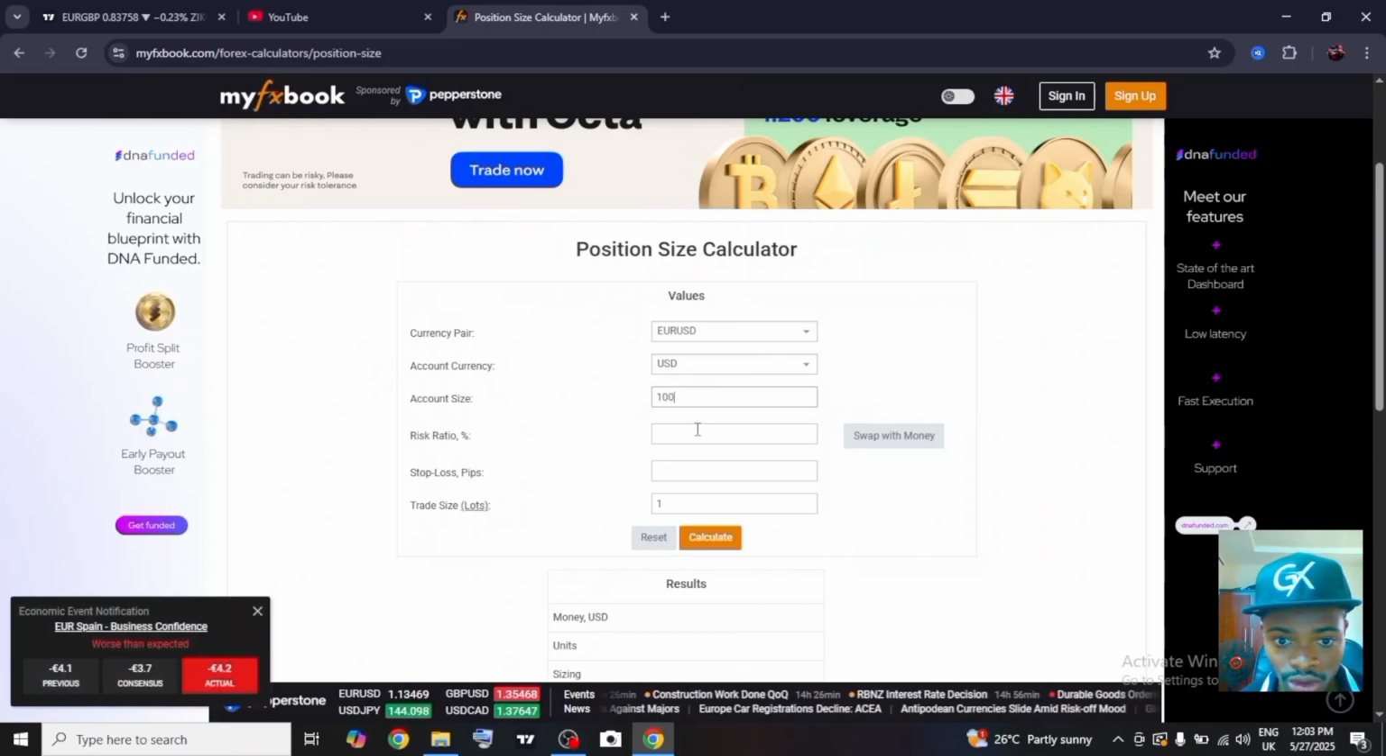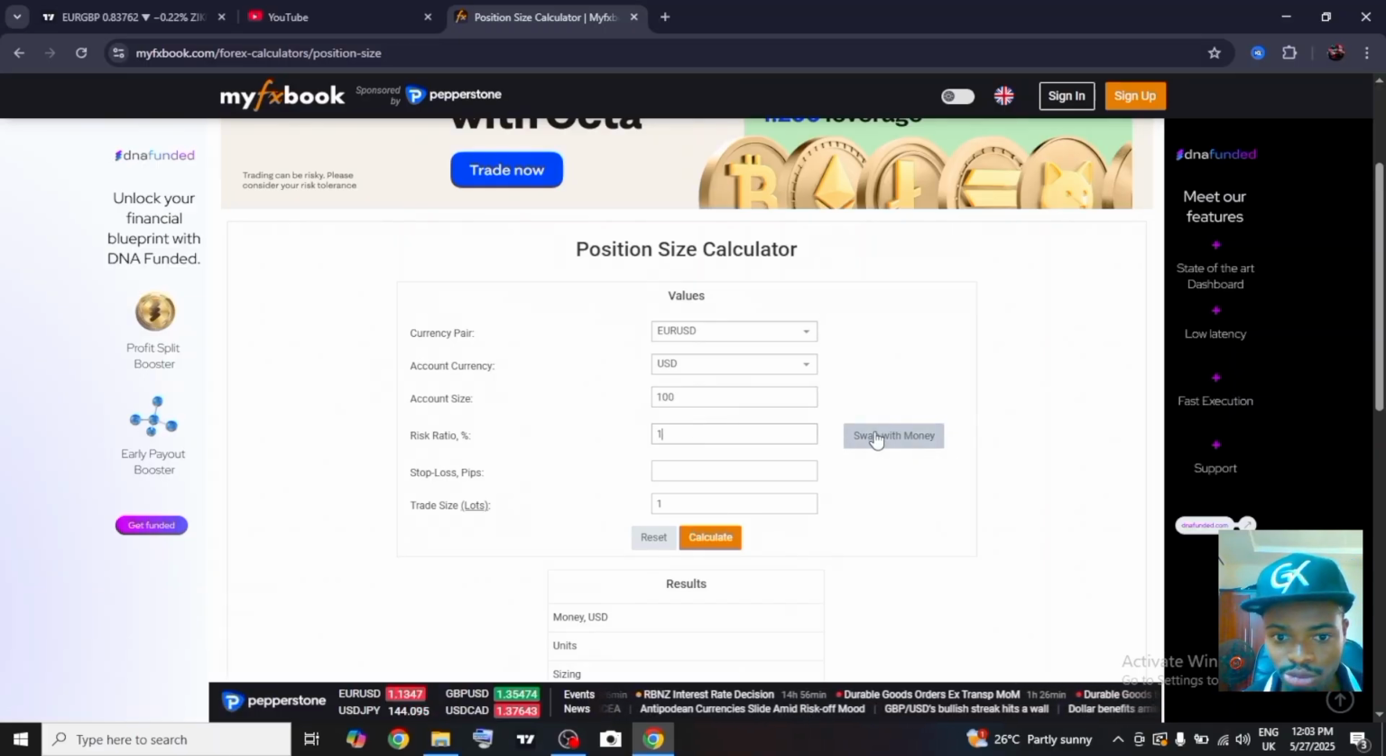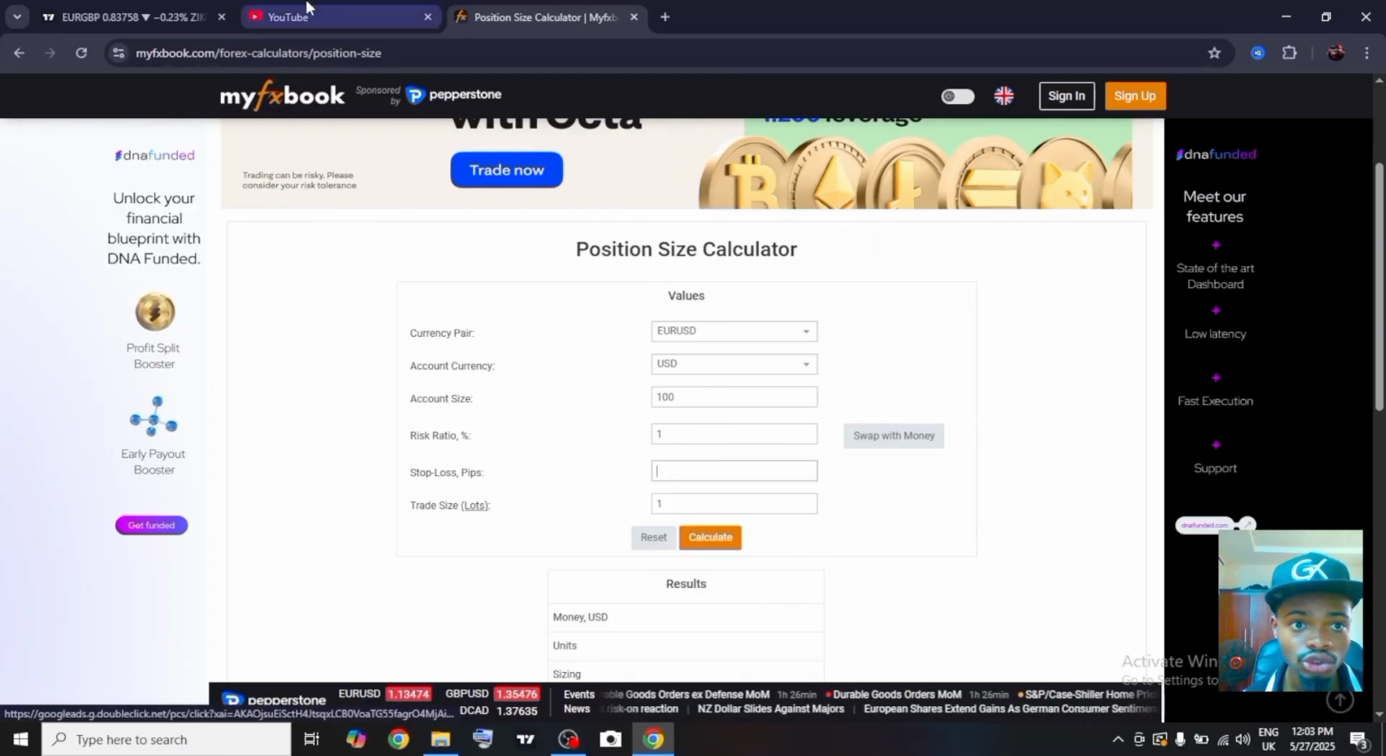$100. How many percent are you willing to risk? 1% or 2%? Or you can risk with money, but I highly recommend you risk with percentage. You put percentage risk instead of money, because trading is actually a percentage game, not a money game, right? So you put a percentage risk, then you calculate your stop loss. How many pips is your stop loss?